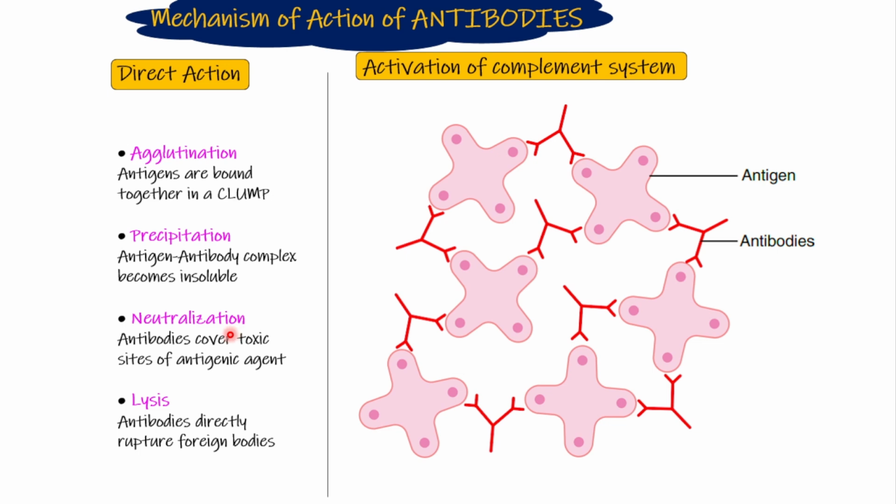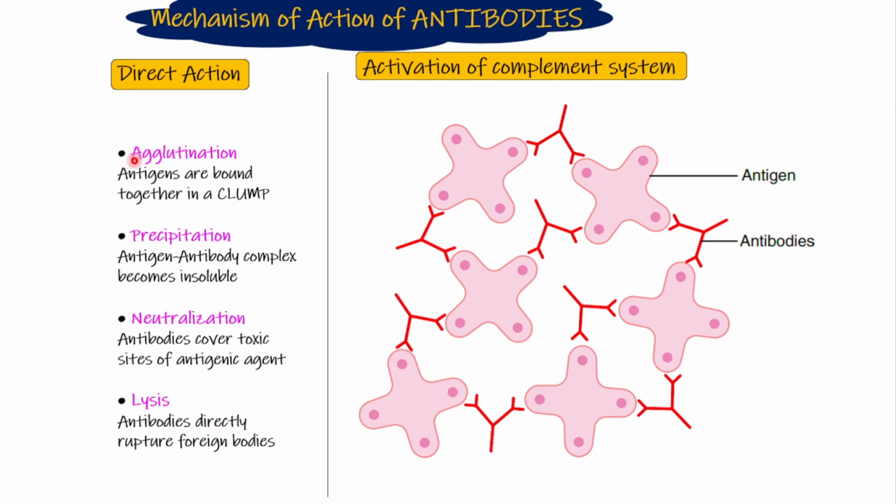What exactly is neutralization? The antibodies neutralize the toxins or the toxic effect of the antigen. How do they neutralize them? By covering the toxic site of the antigenic agent. Okay. And the fourth mechanism is lysis. Antibodies directly rupture the foreign bodies. They directly go and cause the lysis of the foreign bodies.